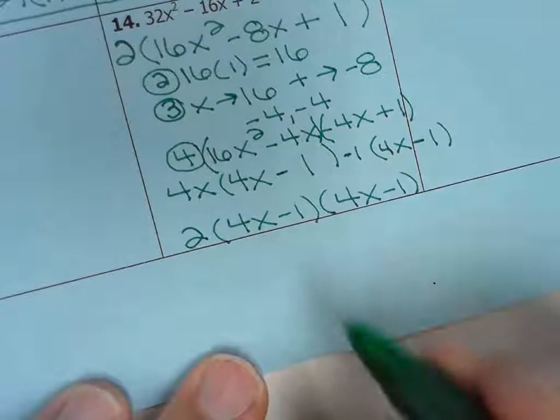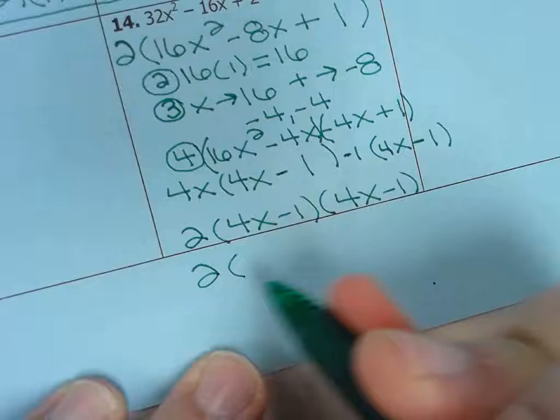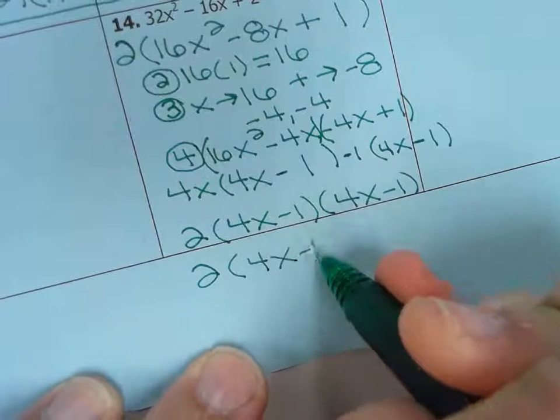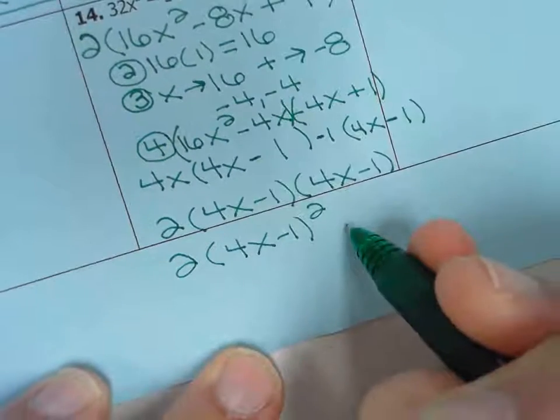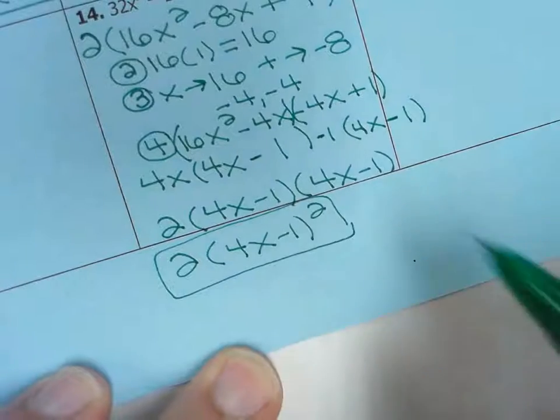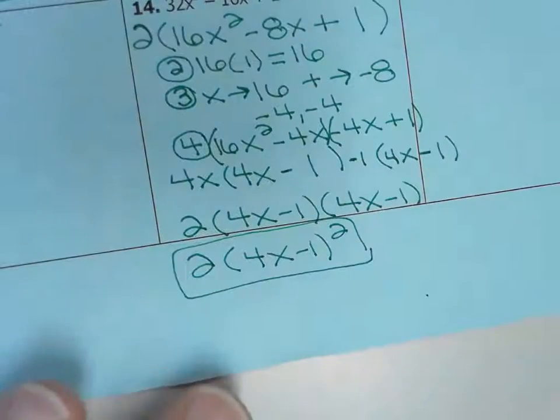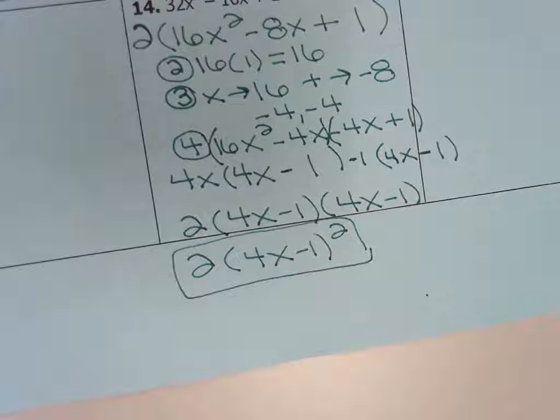Can you put 2 parentheses 4x minus 1 squared? Either answer would be fine. Since you are multiplying 4x minus 1 times itself, that is the same as squaring. If you wouldn't do the squaring thing, I wouldn't count off. But since you're multiplying by itself, it's 2 times 4x minus 1 squared. Any questions on those?